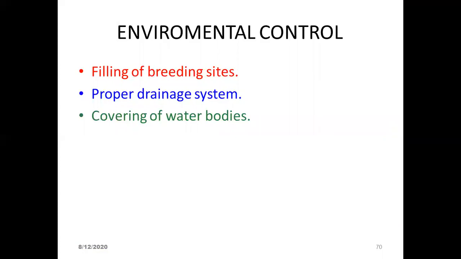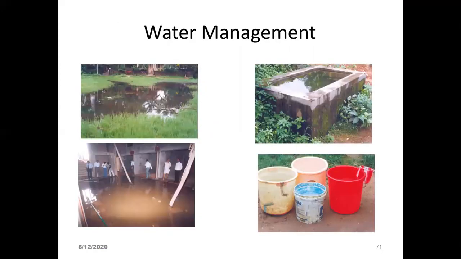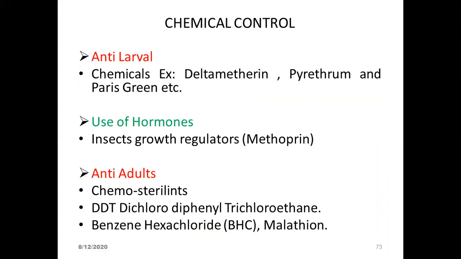The environmental control includes filling of breeding sites, mostly the water that is present, especially in the time of rainy season when huge water is present in many places of the urban areas. The proper drainage system, the covering of water bodies. So the water management is very much important in the prevention of dengue disease.